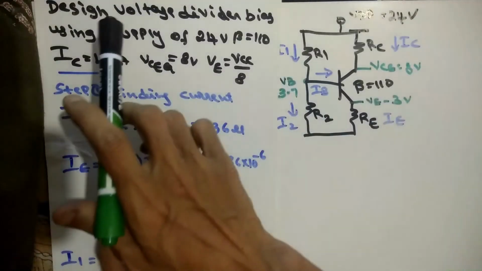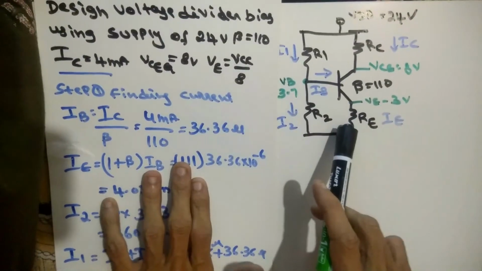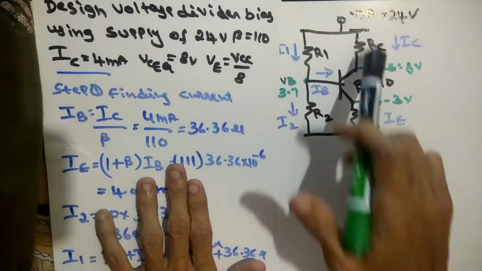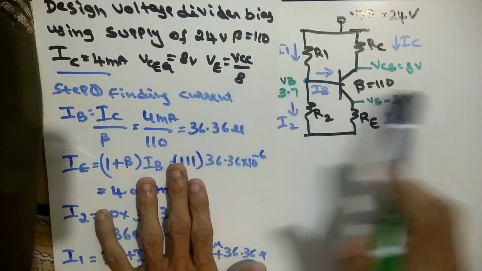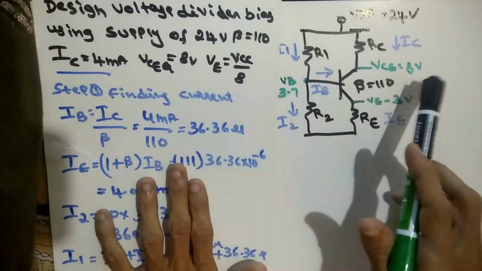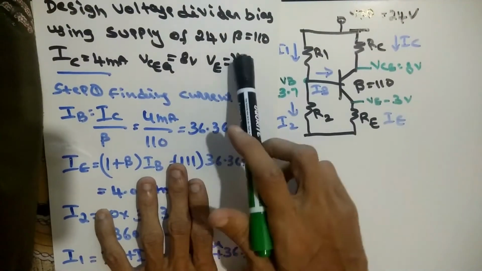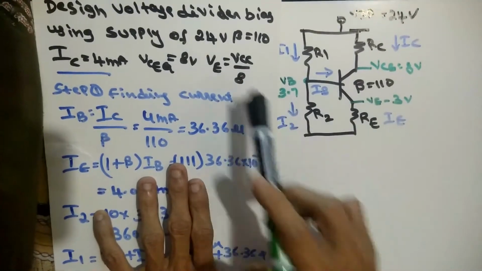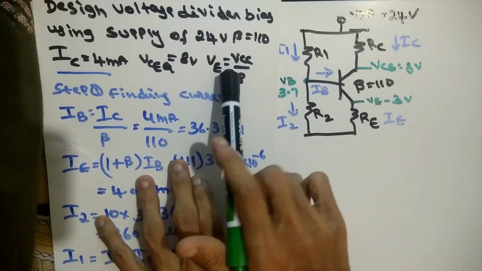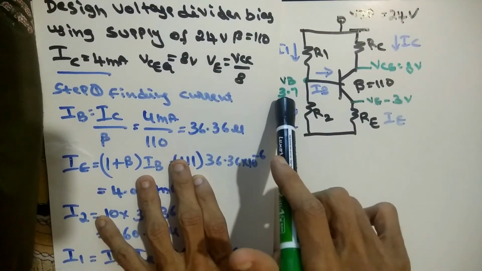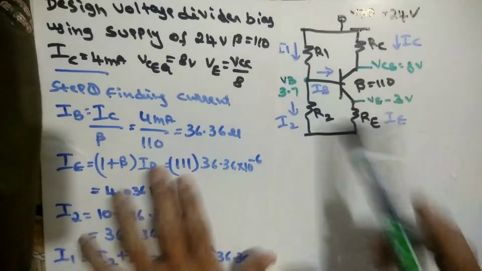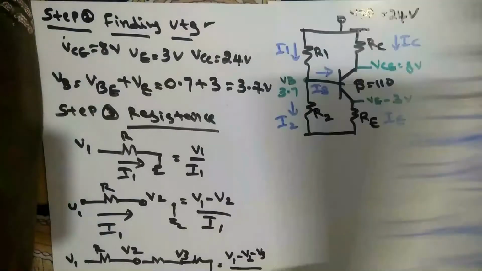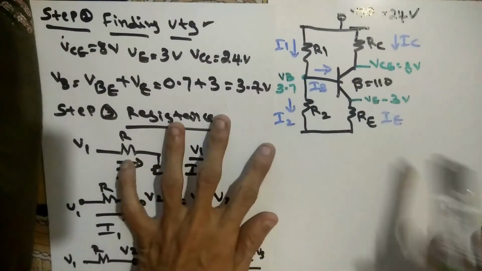From the problem we have designed our circuit diagram. In this voltage divider bias circuit, VDD is 24 volt. Similarly we got VCEQ as 8 volt, VE we got as VCC by 3, that is 3 volt, and VB from the previous voltage formula we got as 3.7, and these are the currents we have. Now our aim is to find the resistances. How to find them?